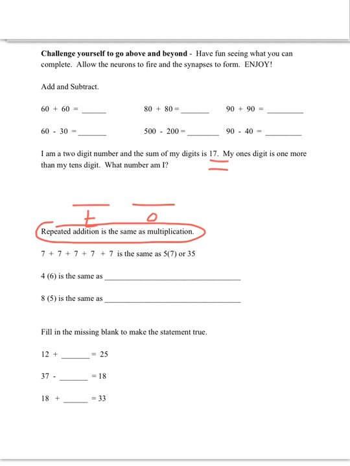So then I'm giving it the other way. I'm going to give it to you as a multiplication problem. 4 sixes is the same as, and think about it through repeated addition, 4 sixes, 4 groups of 6, how would you do that through repeated addition? Or 8 groups of 5 is the same as. That's what you're doing there.